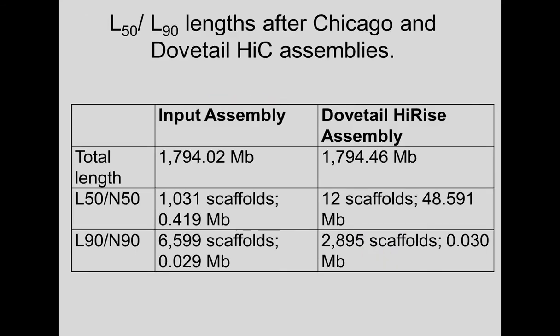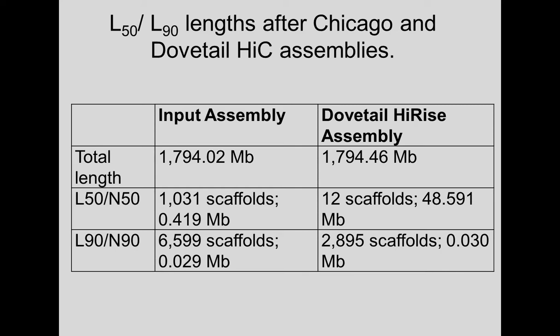When Dovetail Genomics sent us the results, these results were incredible. Here you can see that the L50 and N50 of the Dovetail Hi-Rise assembly resulted in 12 scaffolds that were 48 MB. A lot of scaffolds were over 1 MB. So these are the largest scaffolds listed here.